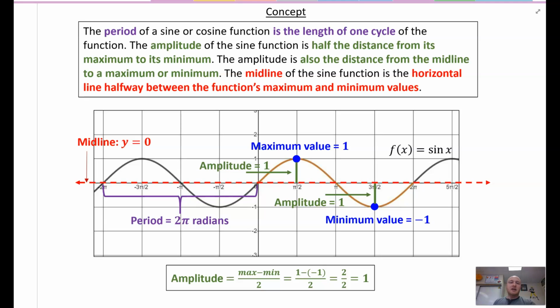The midline, remember, is the halfway point between the max and the min, like I just said, and that is indicated by your k value in your function. Okay, so those are just some short recaps and visuals on period, amplitude, and midline.